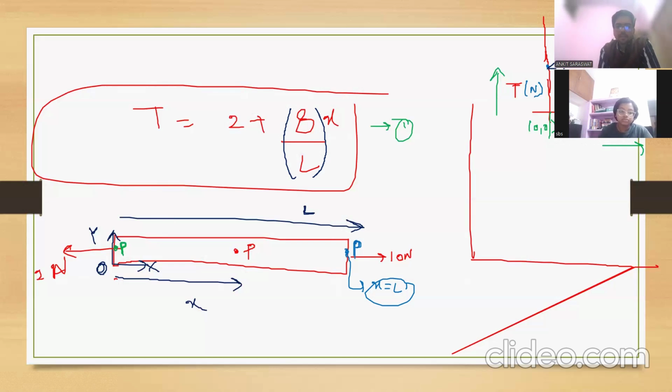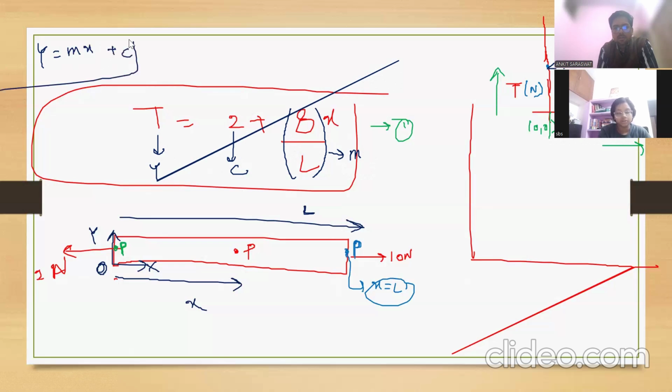Clear? Any doubt? Okay, the graph is just like this. This is the y-axis. y is equal to mx plus c. This is m, this is c. You know y is equal to mx plus c? Yes, sir. In maths you have learned. So I have drawn that.